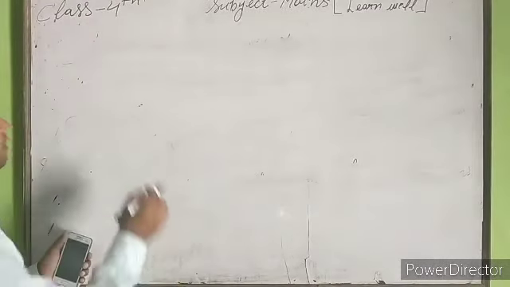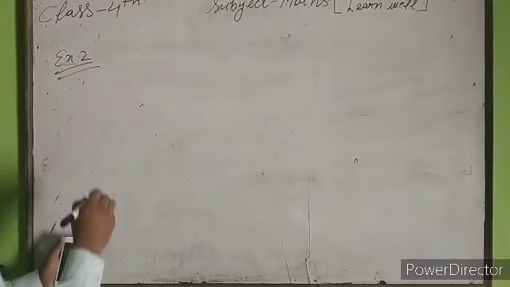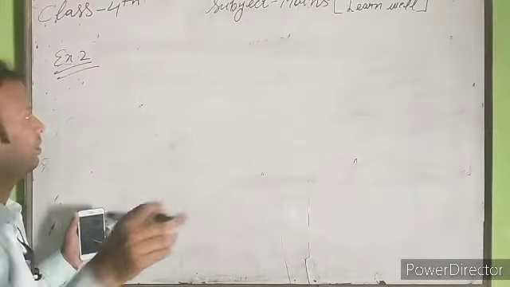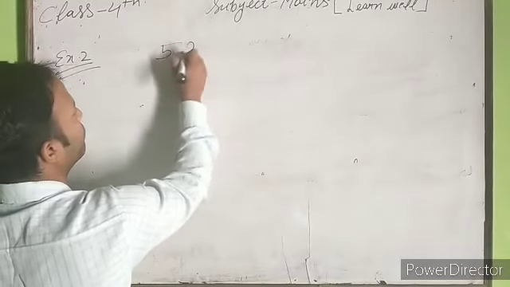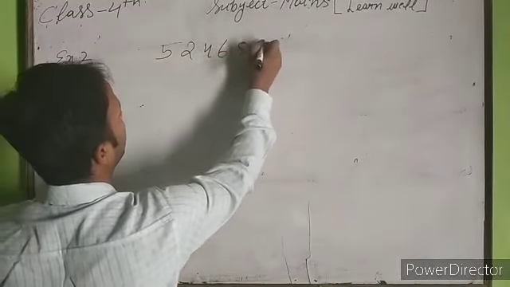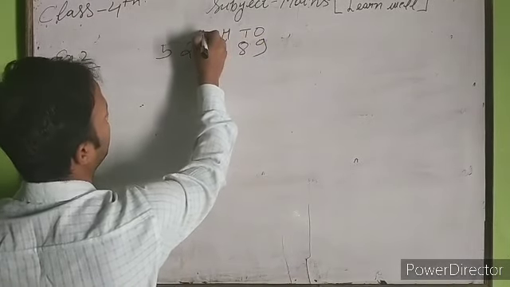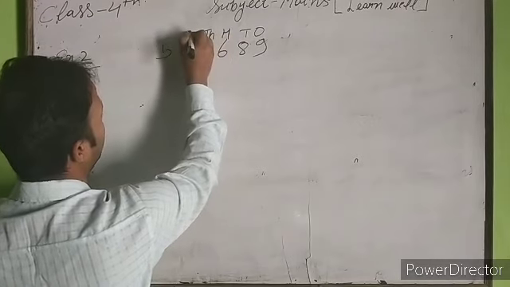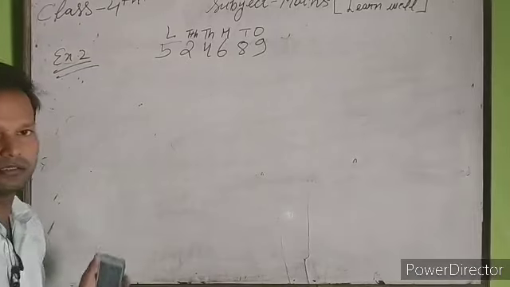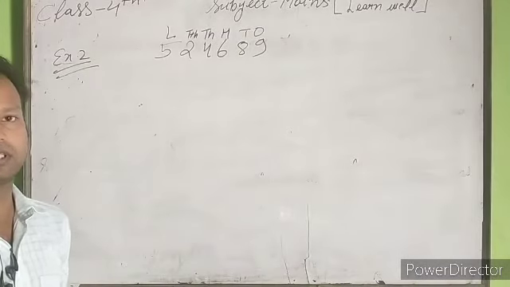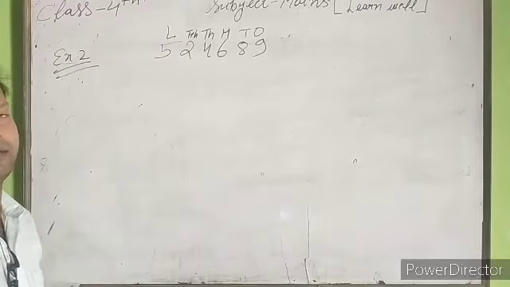You can now see our next example. Example second, it is about the lakh. It is not in your book, I was just writing the questions myself. So 5 2 4 6 8 9: ones, tens, 100, 1000, 10,000, and this is lakh. Now if the question is asking to write in lakh, 10,000, 1,000, 100, tens and ones.